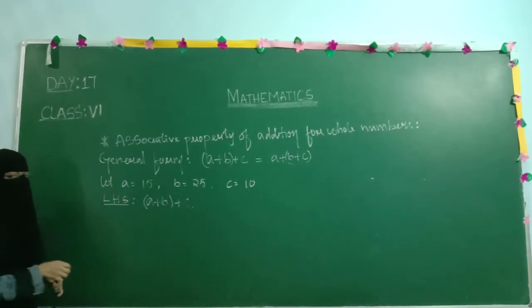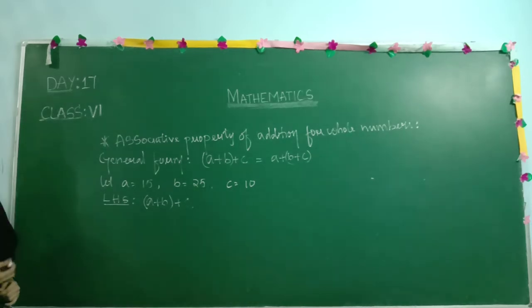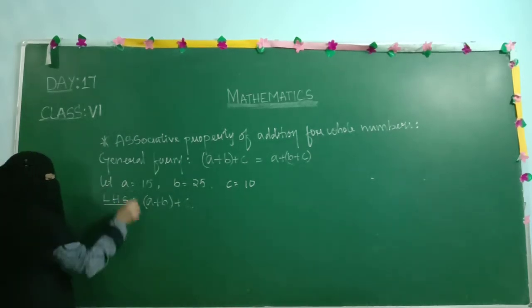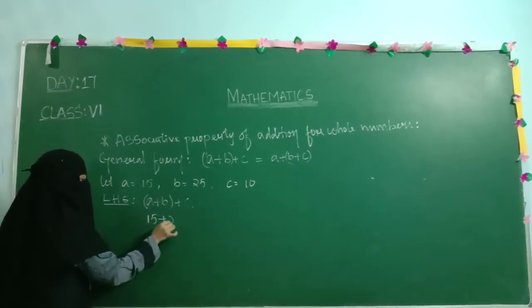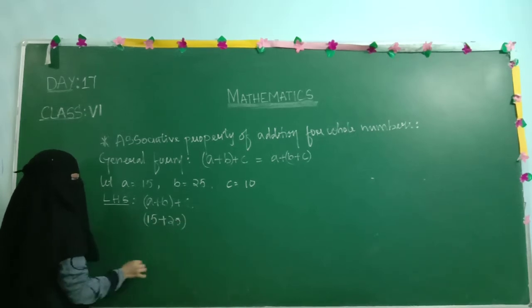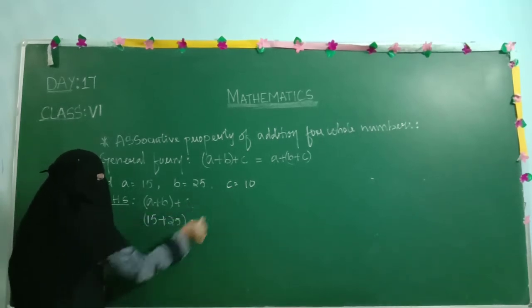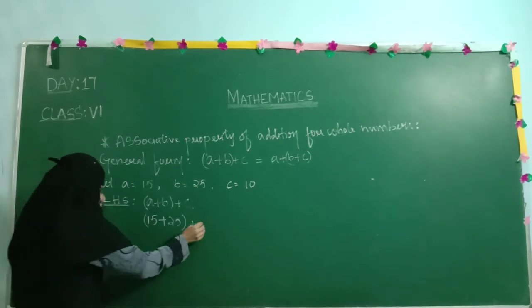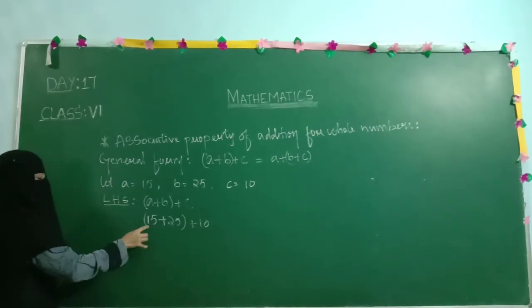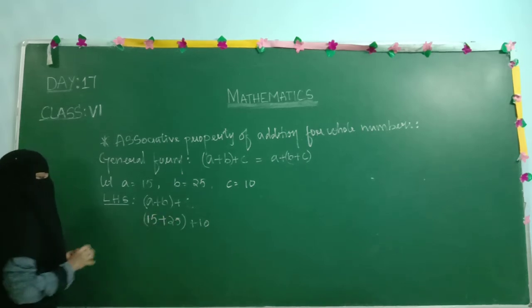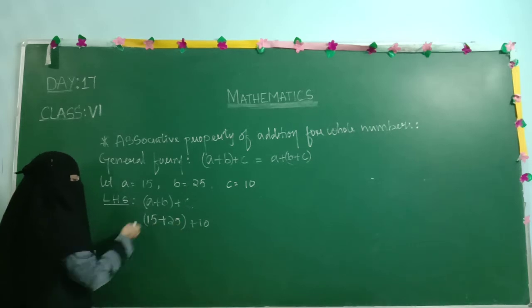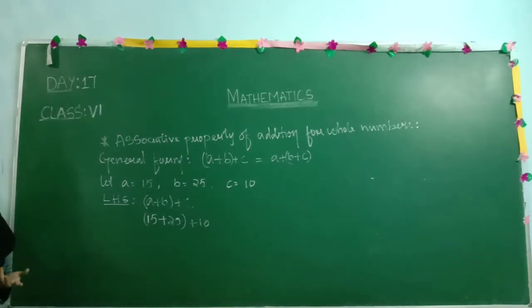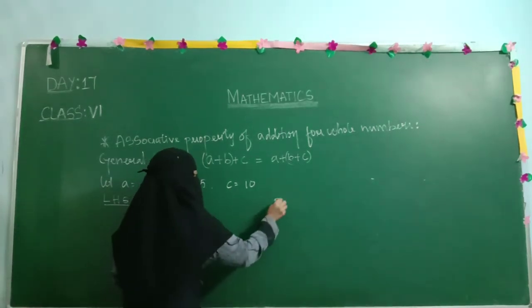Now we are going to substitute the values of a, b, c that we have taken. What is the value of a? Yes, exactly, it is 15. So 15 plus, what is the value of b? Yes, it is 25. So 15 plus 25 plus, and we substitute the value of c, that is 10. Here I have substituted. So 15 plus 25, how much is it? Why are we going to add 15 plus 25 first? Why are we not adding 25 and 10 first? Because, as I explained before also, we need to follow the BODMAS rule. The BODMAS rule we are following here.